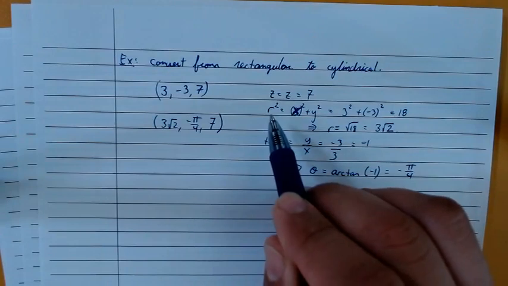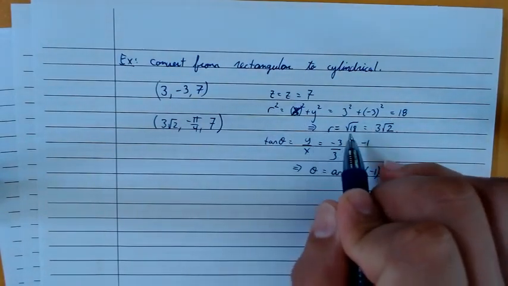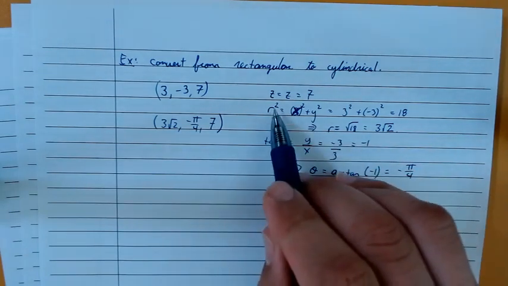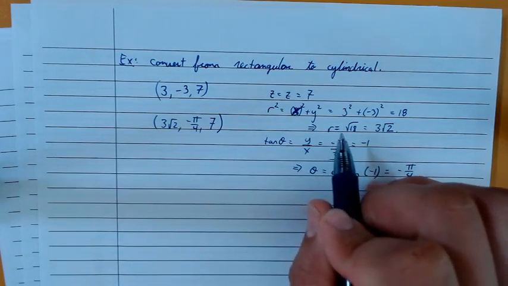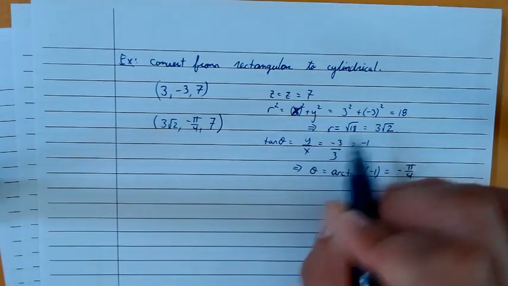There's a little word of warning here. Note that when we have r squared equals 18, we said r is equal to the root of 18. Now those two are not equivalent statements, right? If r squared is equal to 18, r is not necessarily the root of 18. It could be plus or minus the root. So how do I know that's a positive root?